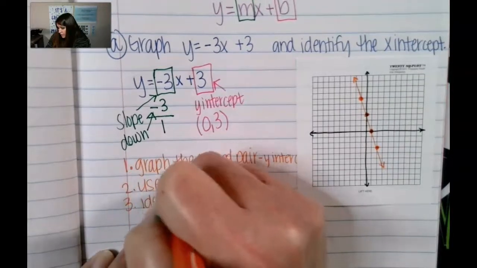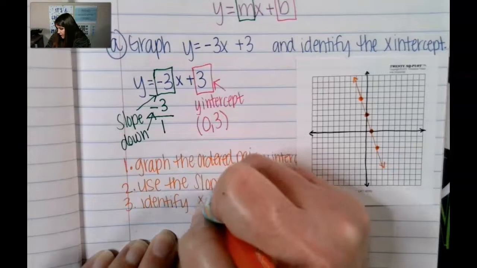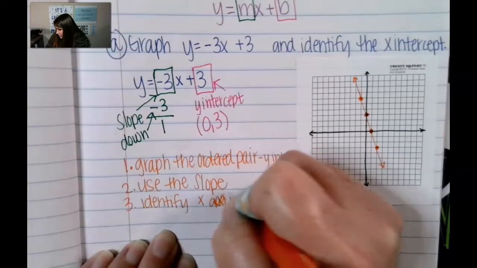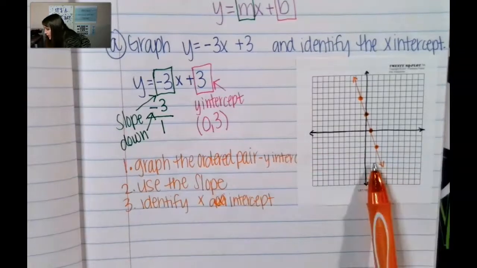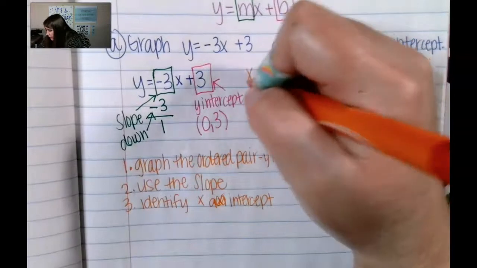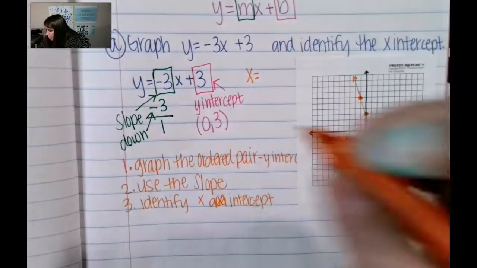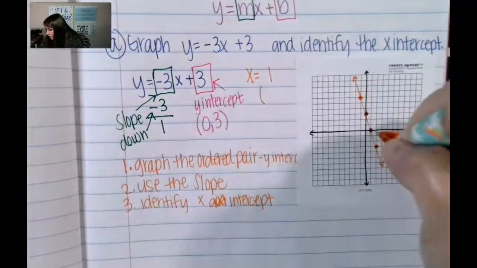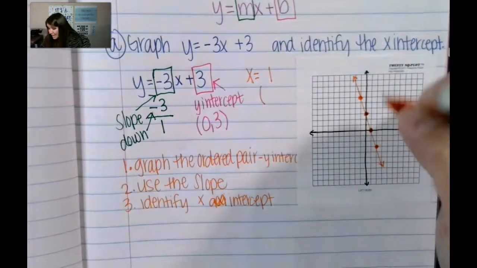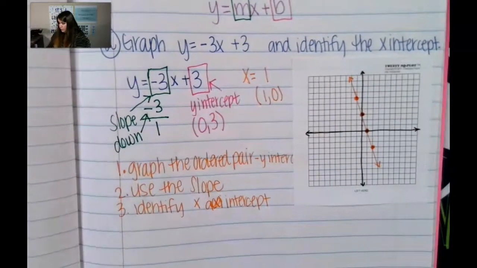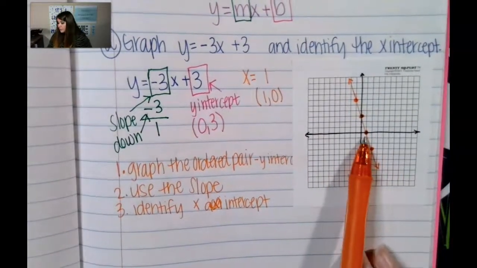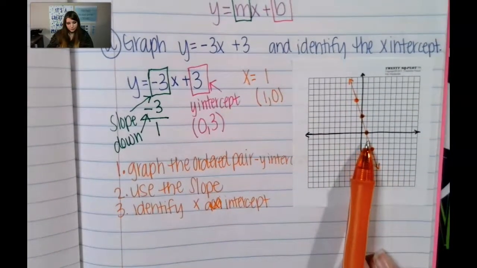identify the x-intercept. Oh my goodness, my words. So here, the x-intercept, so x equals 1. Or, if I'm going to plot this point, it is 1, 0. So it crosses the x-axis at 1, 0.